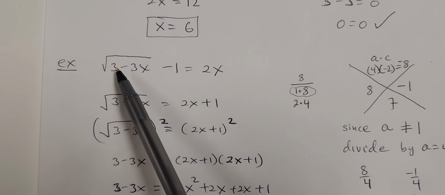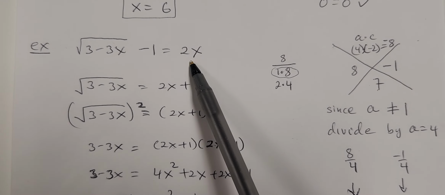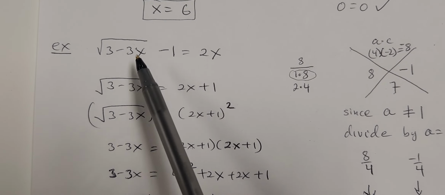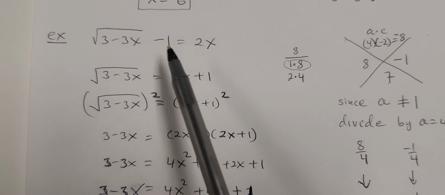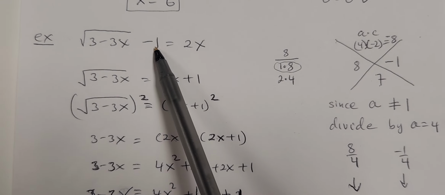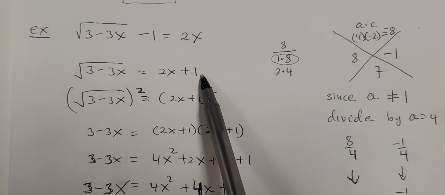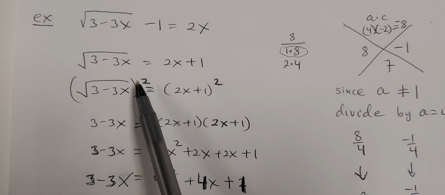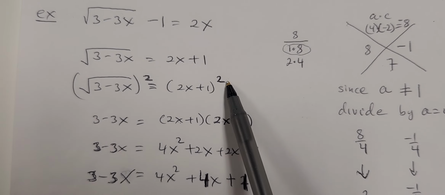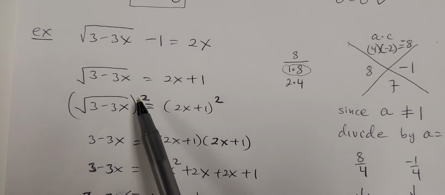I have the square root of 3 minus 3x, minus 1, equal to x. Again, I want the square root to be by itself, so I bring the 1 over. Make sure to do the opposite, so negative becomes positive. That's what I have here, 2x plus 1. To get rid of this square root, I square it. When you square, make sure you also do it to the other side as well. So this square root and this square go away.